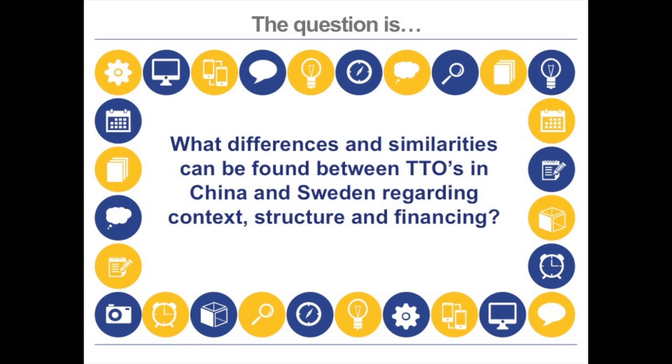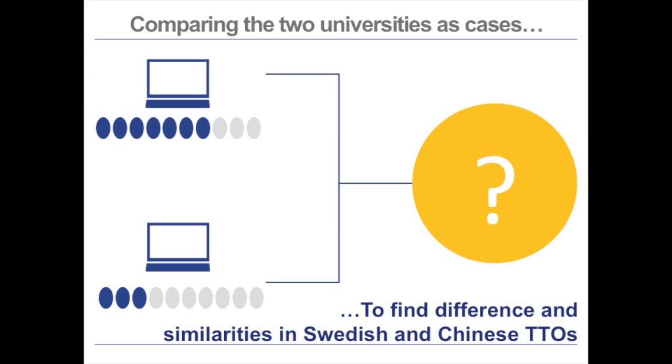The research question leading this study is, what differences and similarities can be found between TTOs in China and Sweden regarding the following aspects: context, structure, and financing? And you may also wonder why we're doing this. Well, the purpose of this report is to contribute to existing literature within technology transfer systems by providing insights regarding what kind of differences and similarities can be found between Swedish and Chinese TTOs.